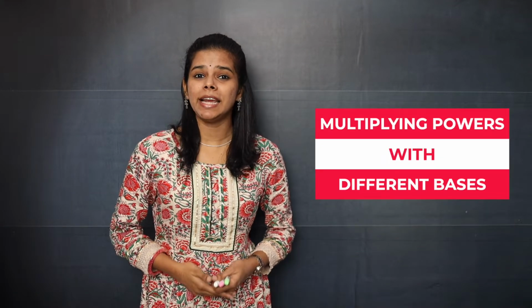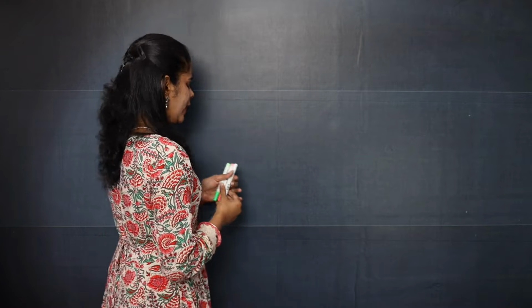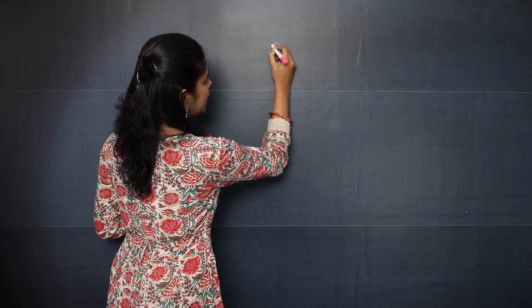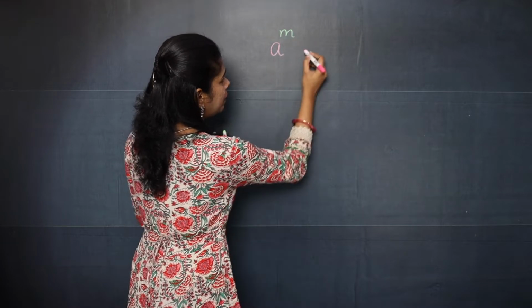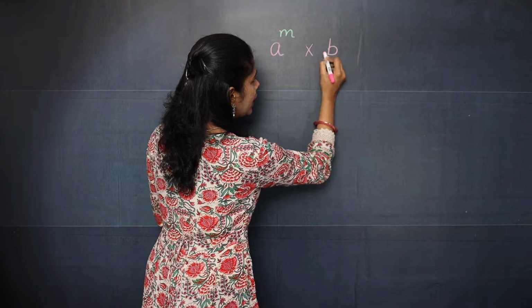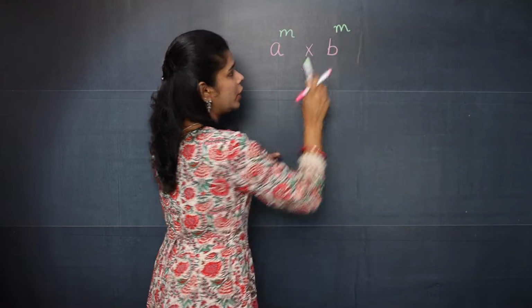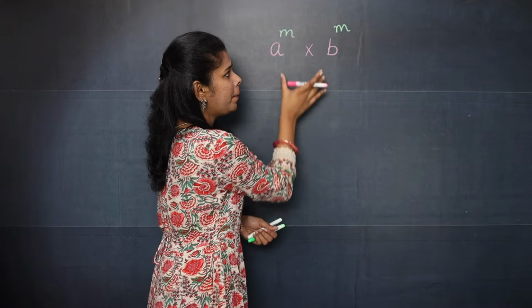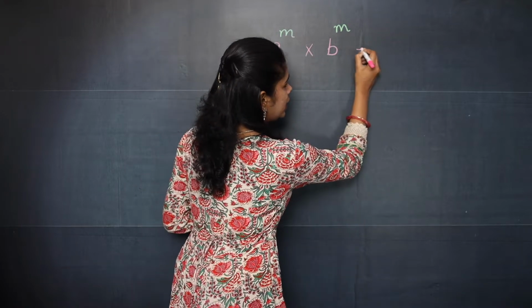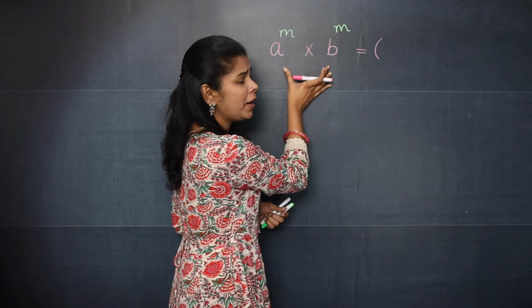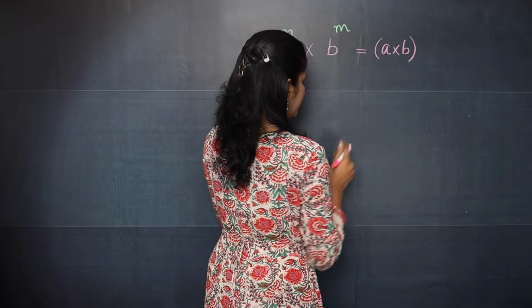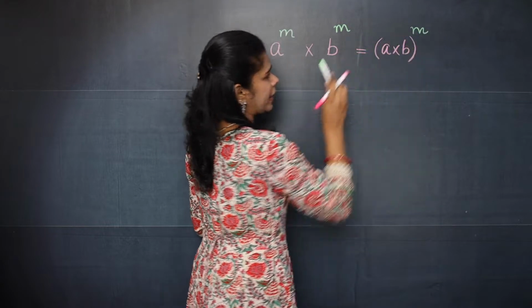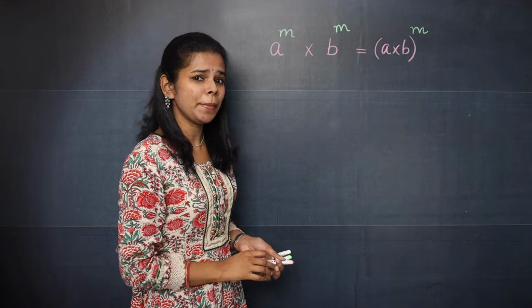Now the next law is multiplying powers with same exponents. So let us take a to be a non-zero integer. So a raised to m multiplied by b raised to m. So here you have same exponents but different bases. So this is equal to, you will multiply the bases, that is a into b the whole raised to the same exponent m.